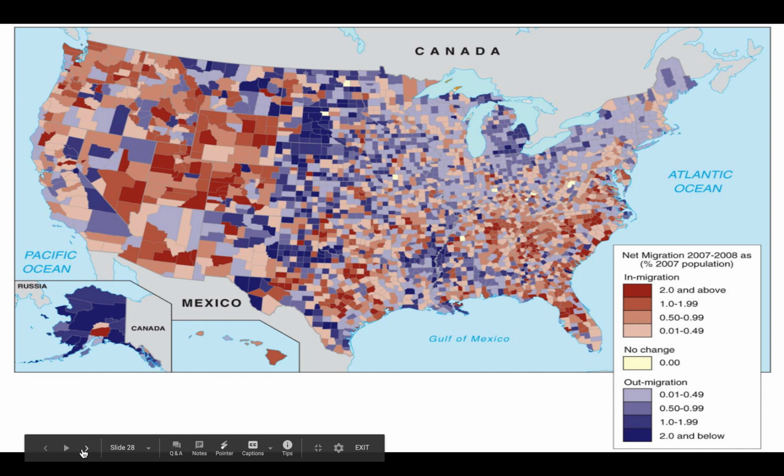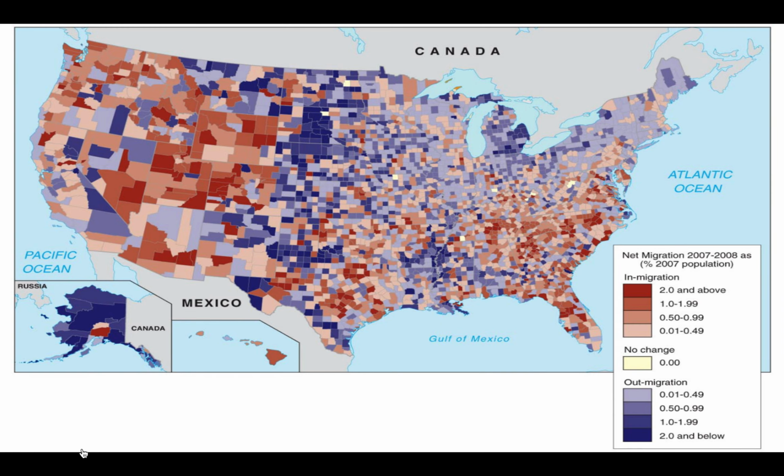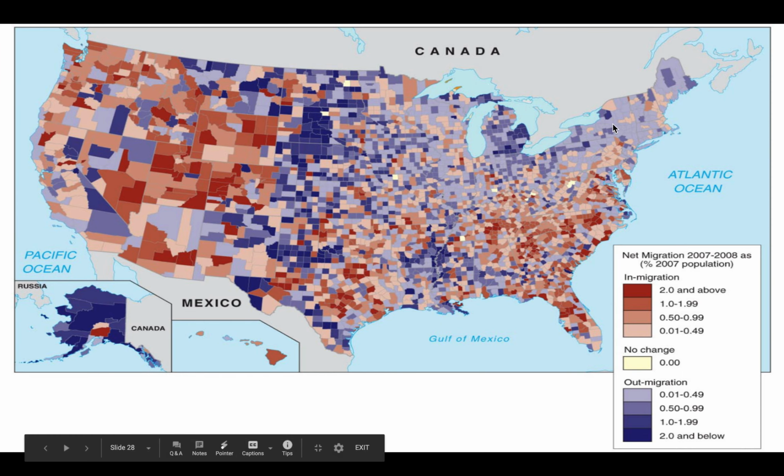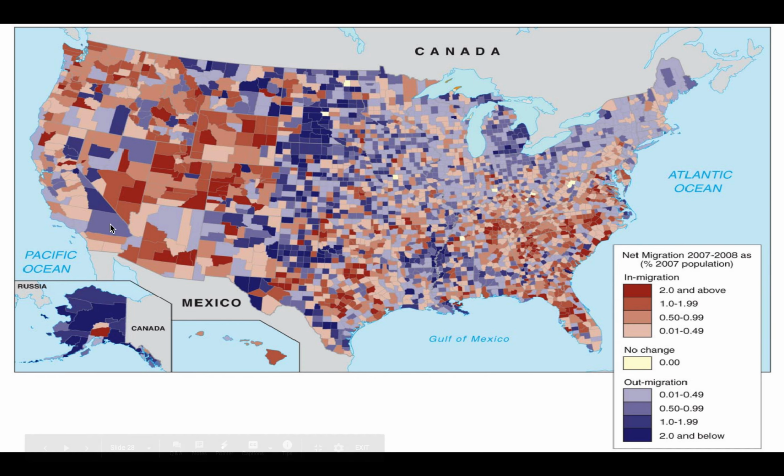And this gives us the net migration. We can see out-migration in the Midwest and the northern cities, parts of the Rust Belt, which would be northeastern United States, and then we can see the net in is highest out west. And then we begin to see now emergence in the south. And we'll talk about that later.